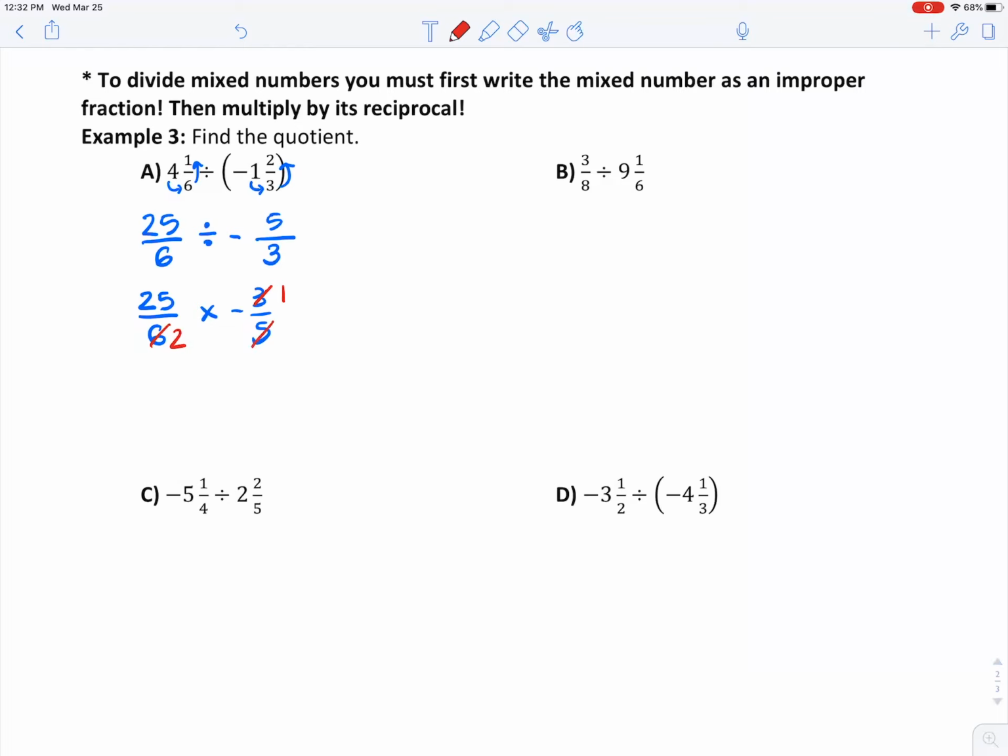Okay, and then also 5 and 25 can both be divisible by 5. So 25 divided by 5 is 5, and 5 divided by 5 is 1. Now I'm going to multiply across. 5 times negative 1 is negative 5, and 2 times 1 is 2. Now this is an improper fraction, so let's write it as a mixed number. How many 2's fit into 5? 2 of them. And if I were to use a calculator, negative 5 divided by 2, I would get negative 2.5.